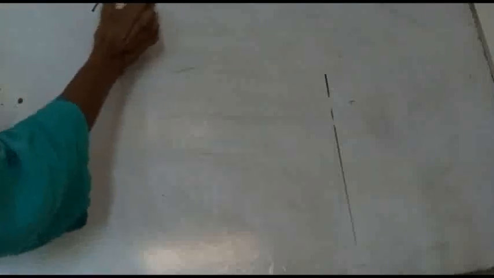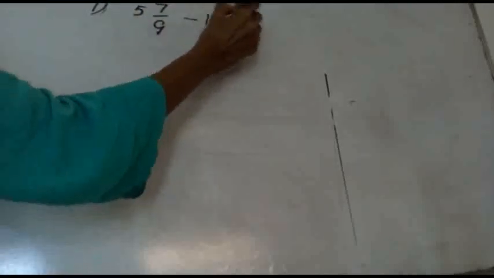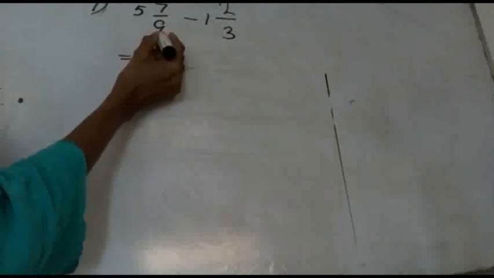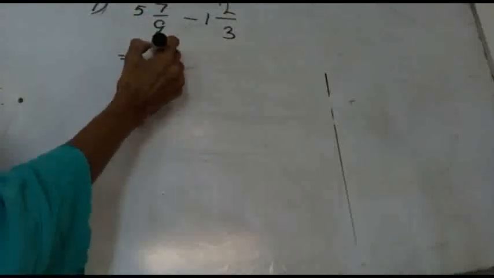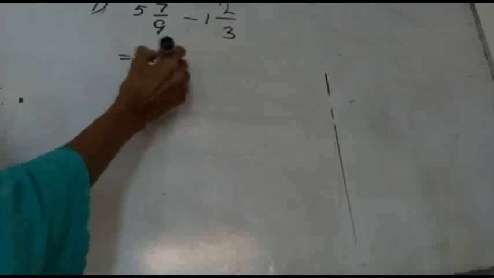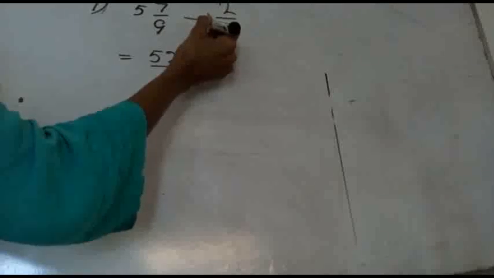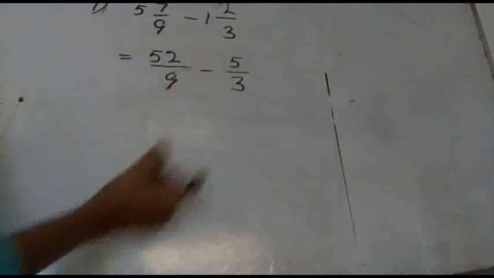Question number 8. 5 and 7 over 9. Subtract 1 and 2 thirds. 9 times 5, 45 plus 7, 52 over 9. Subtract. 3 times 1, 3. 3 plus 2 is equal to 5. 5 over 3.